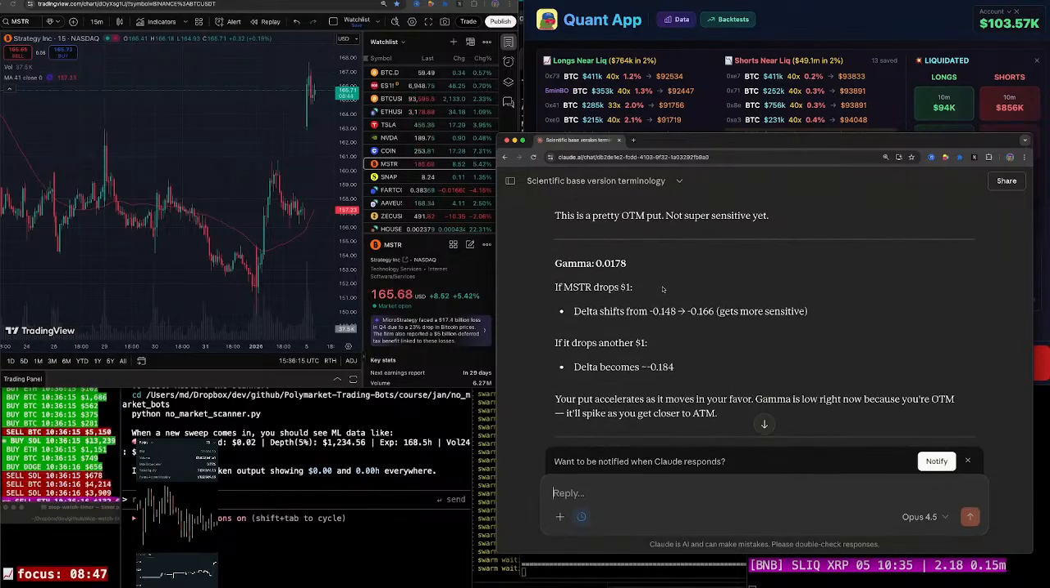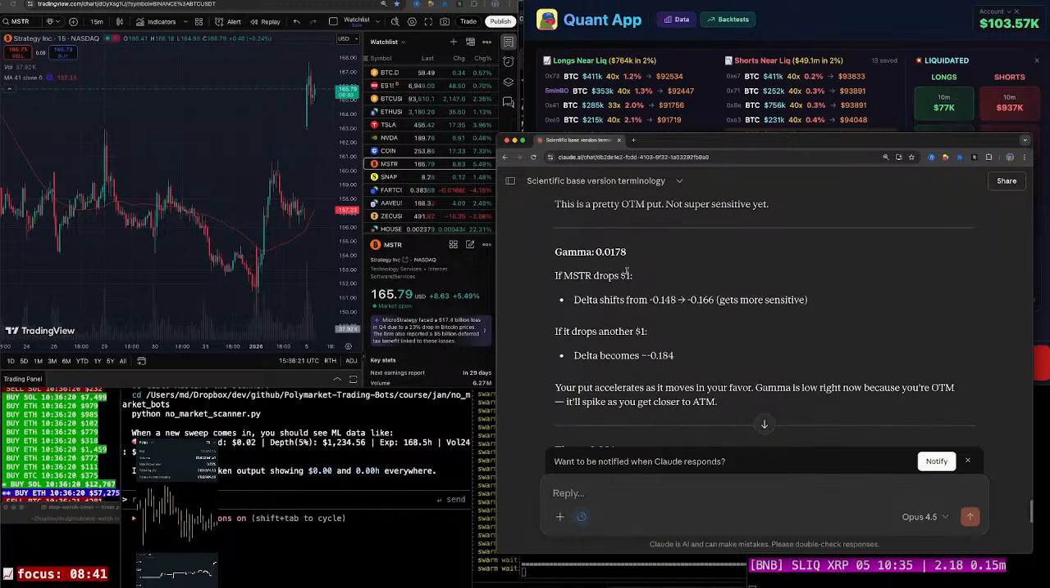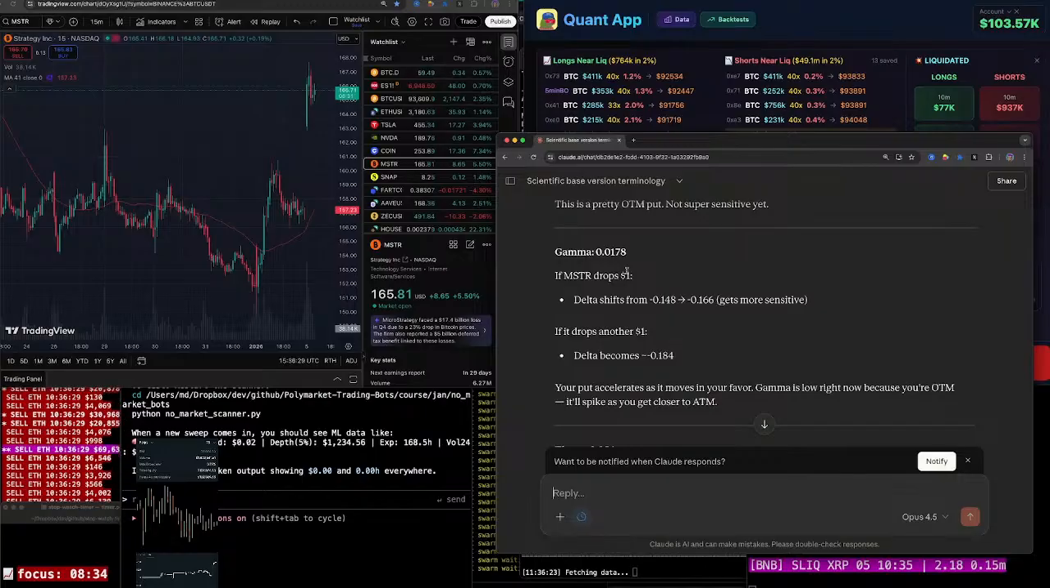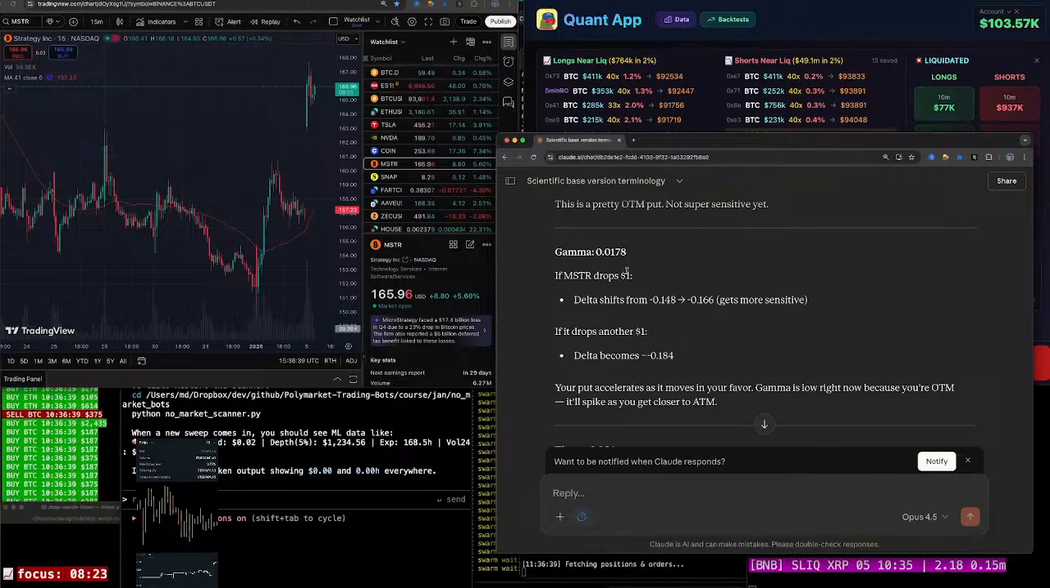Okay, gamma here. So gamma is 0.0178. Let's go look at my note sheet and figure out what that means. Gamma is the rate delta changes. When it goes your way, gamma accelerates delta, or it collapses it. So that gamma is how much the gamma changes the delta.